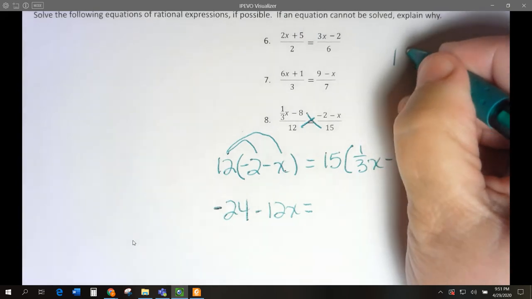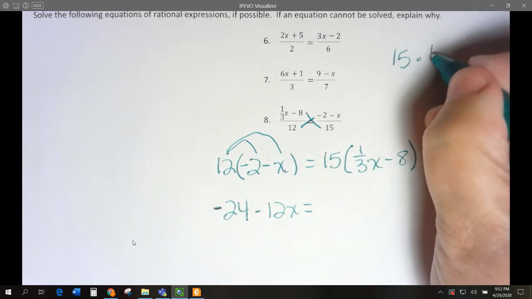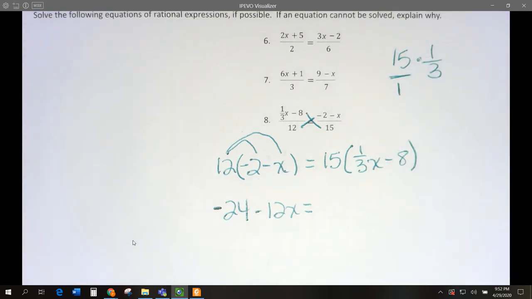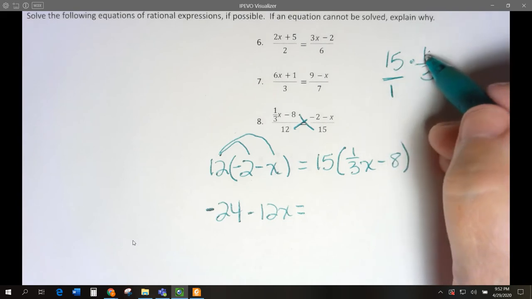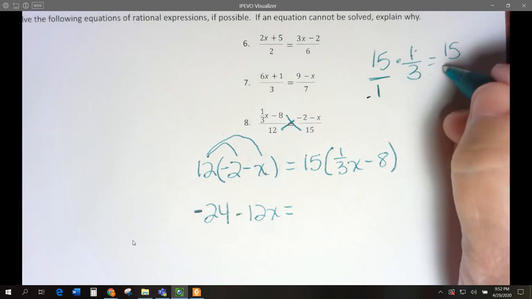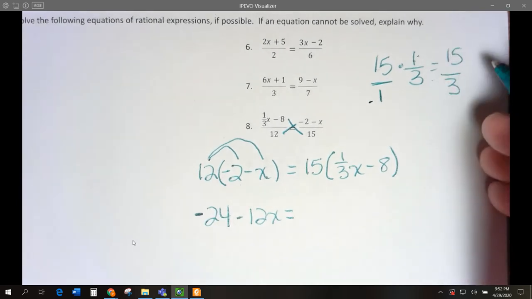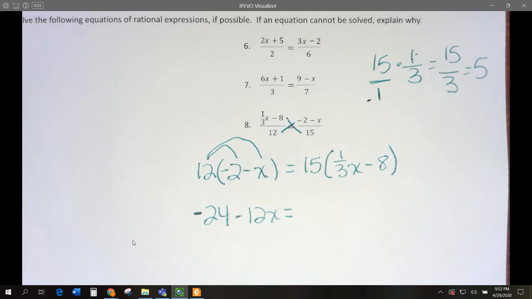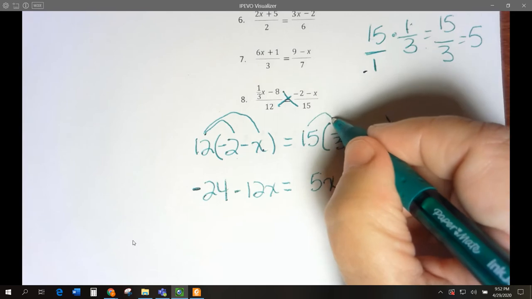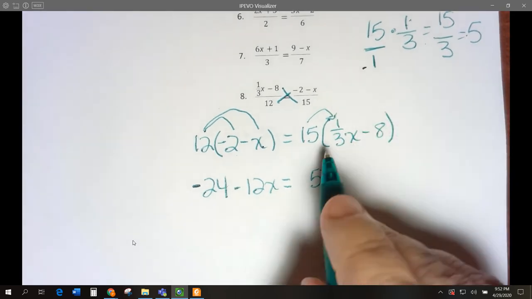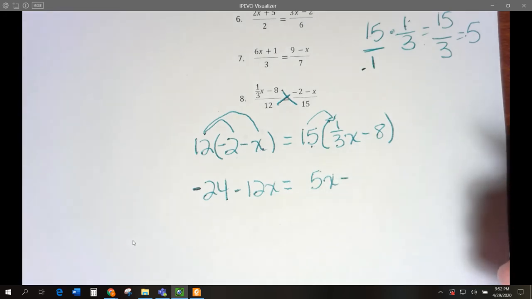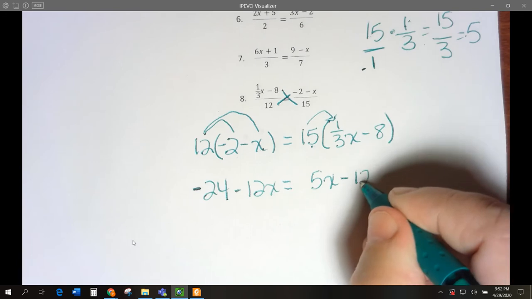Let's come up here. 15 times 1/3. To multiply, you got to turn 15 into a fraction by putting it over 1. Multiply your numerators. 15 times 1 is 15. 1 times 3 is 3. 15 divided by 3 is 5. So we have 5x, right? 15 times 1/3 is 5x. And then 15 times a negative 8 is a negative 120.